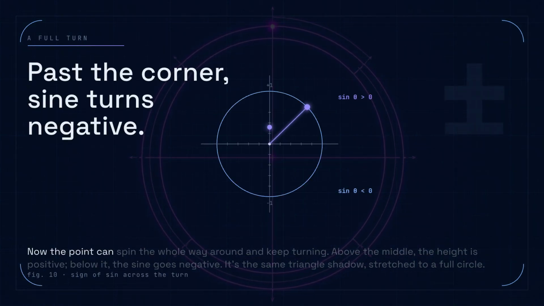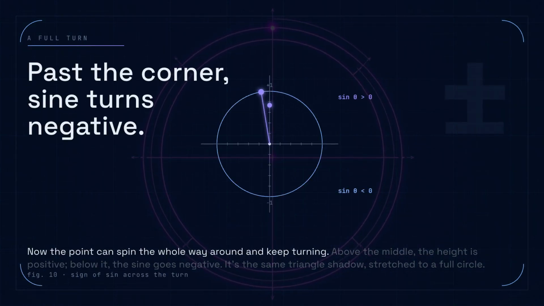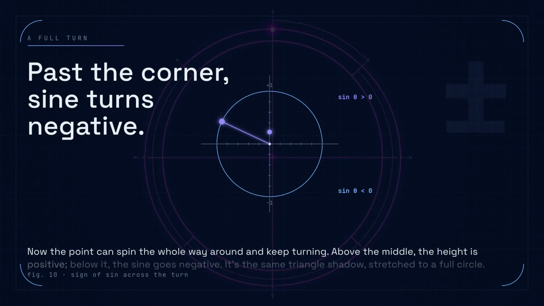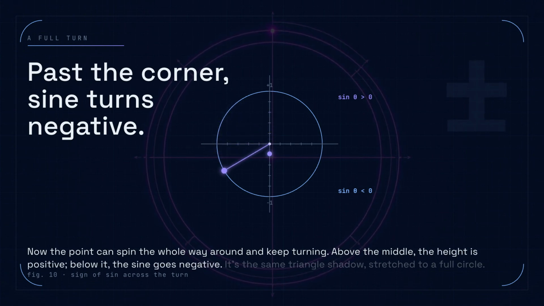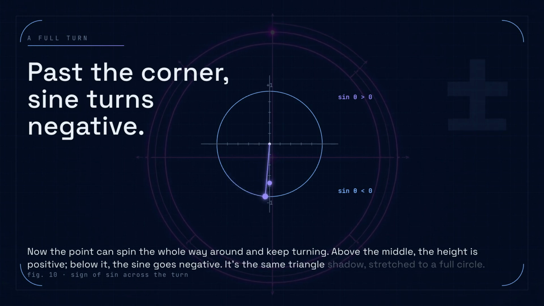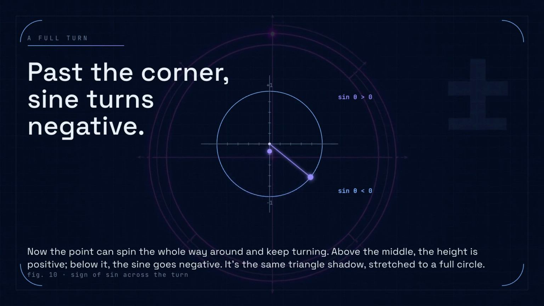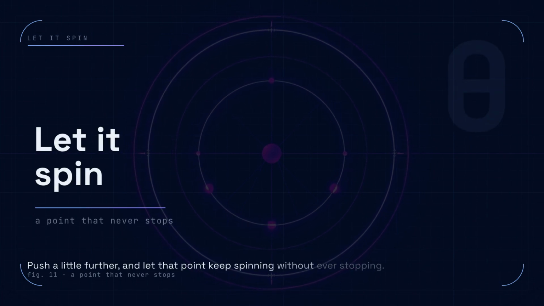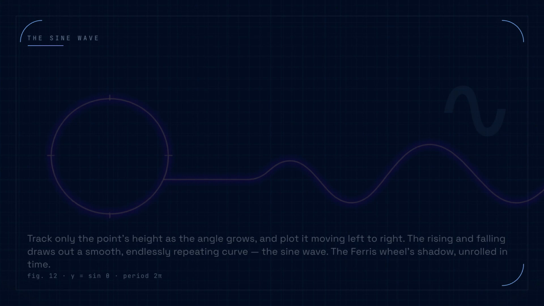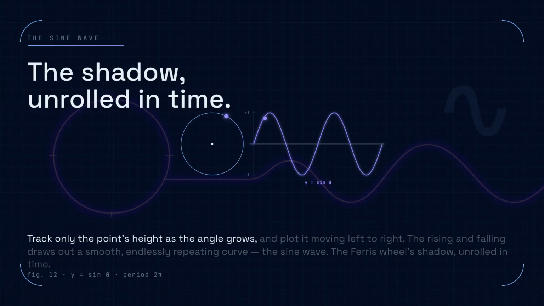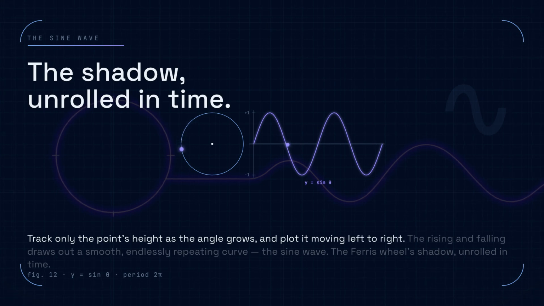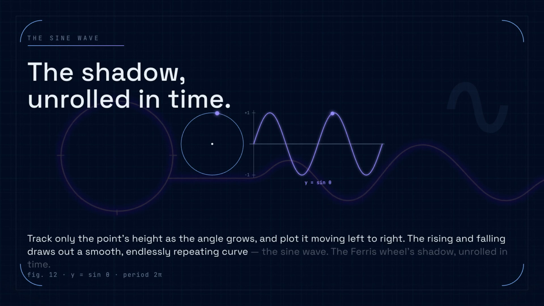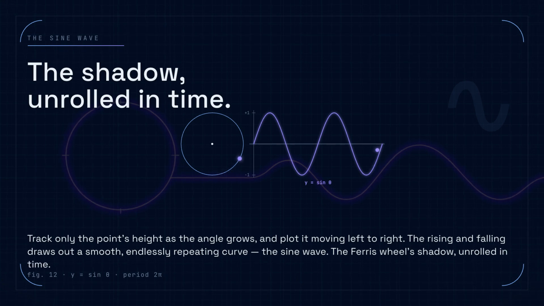Now, the point can spin the whole way around and keep turning. Above the middle, the height is positive. Below it, the sine goes negative. It's the same triangle shadow stretched to a full circle. Push a little further and let that point keep spinning without ever stopping. Track only the point's height as the angle grows, and plot it moving left to right. The rising and falling draws out a smooth, endlessly repeating curve, the sine wave, the Ferris-wheel shadow, unrolled in time.